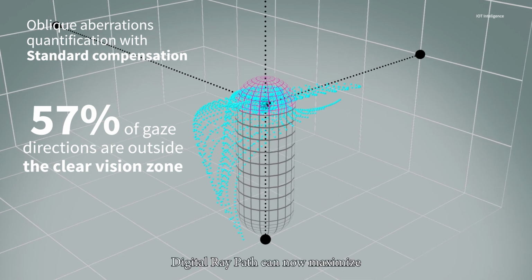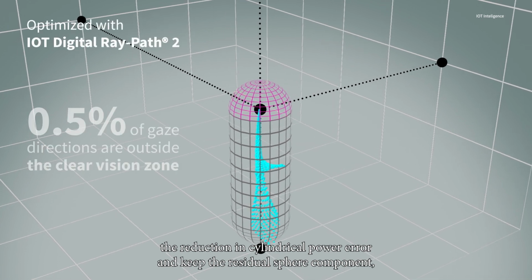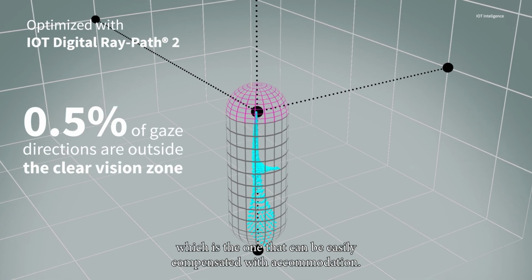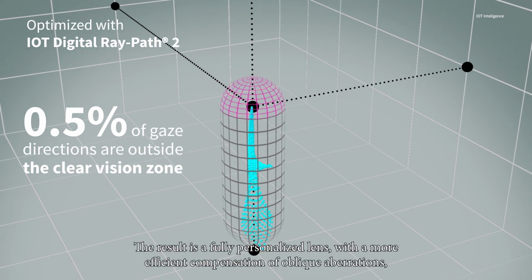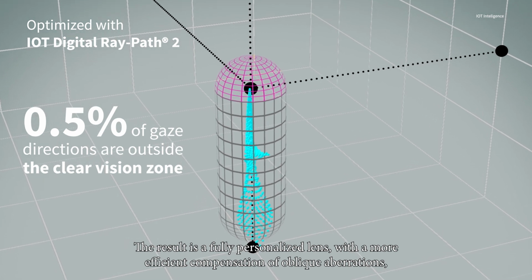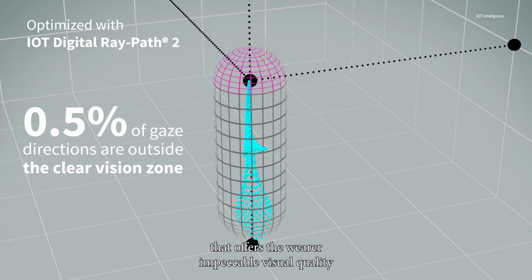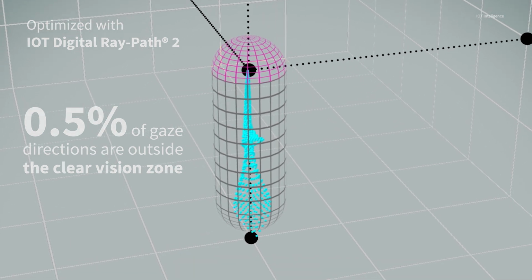Digital ray path can now maximize the reduction in cylindrical power error and keep the residual sphere component, which is the one that can be easily compensated with accommodation. The result is a fully customized lens with a more efficient compensation of oblique aberrations that offers the wearer impeccable visual quality and precise, comfortable focusing.